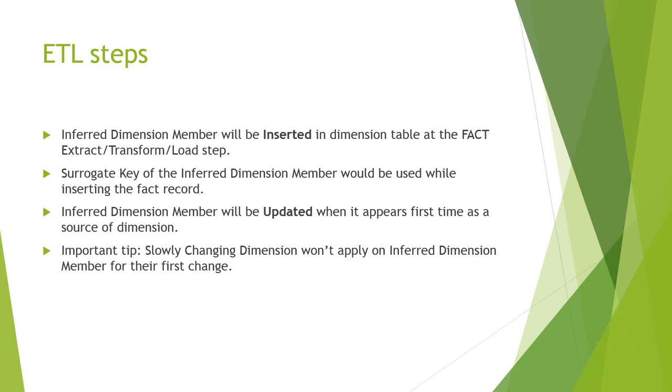If you are not familiar with slowly changing dimensions, I'll just explain that the dimension attributes might change over time, and we will apply different kinds of solutions for this change. If we want to just keep the latest updated value, we just do the update, which will be a slowly changing dimension type 1.